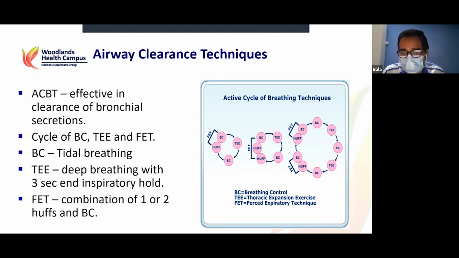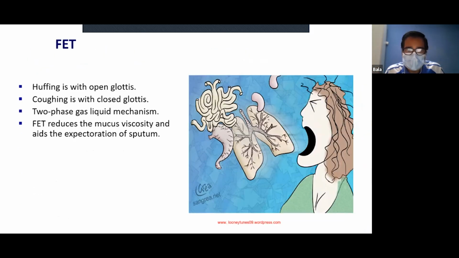FET, forced expiratory technique. FET is either huffing or coughing. So again, we can only use this if the patient has a good cough. The cough is intact for the patient. If the cough is weak, that's where we need to switch on to the second one, which we'll be discussing later. So all these techniques, whatever I'm sharing, are for a patient who is able to have a good cough. So I'll just show you what is FET. FET is basically huffing or coughing.